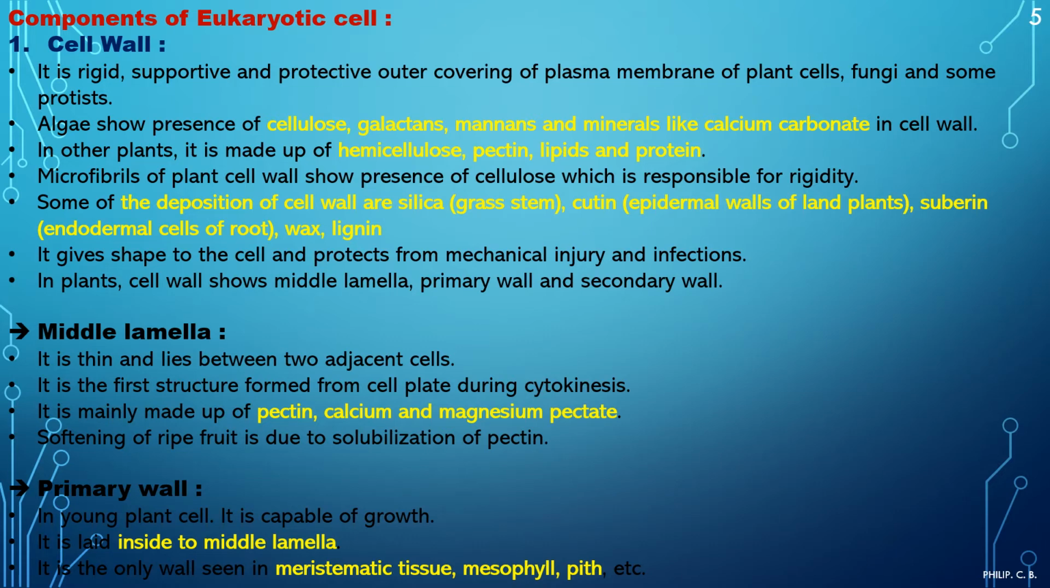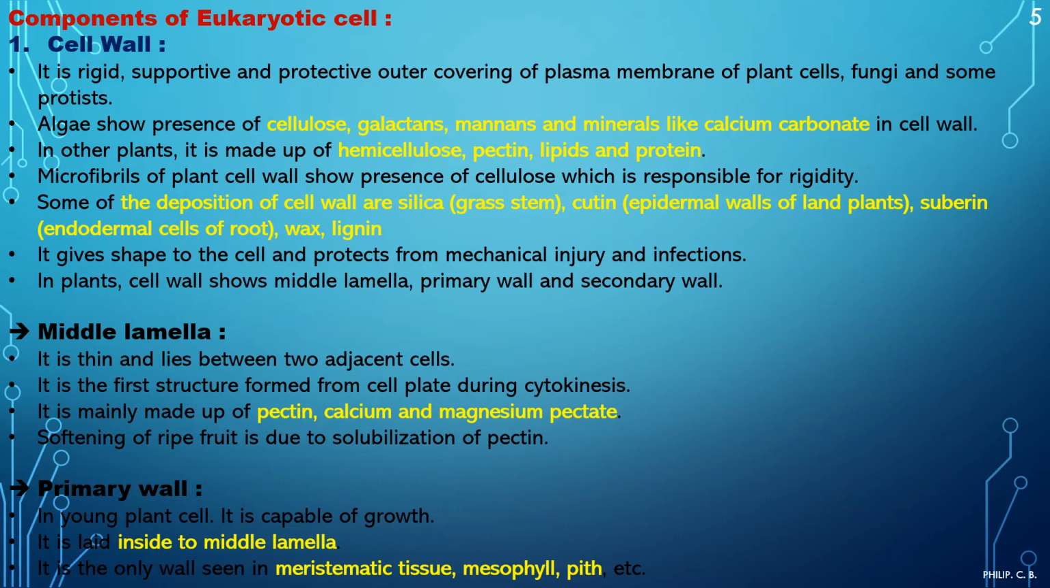In plant cells, the cell wall shows middle lamellae, primary wall and secondary wall. Middle lamellae is thin and lies between two adjacent cells. It is the first structure formed from the cell plate during cytokinesis. It is made up of pectin, calcium and magnesium pectate. Softening of ripe fruit is due to solubilization of pectin. So the fruit gets ripened because of this softening, or the solubilization of pectin.